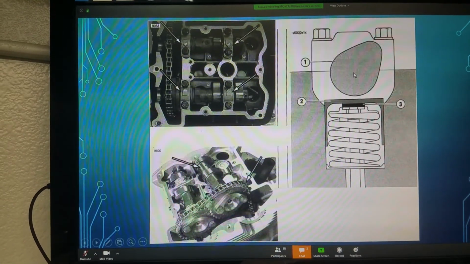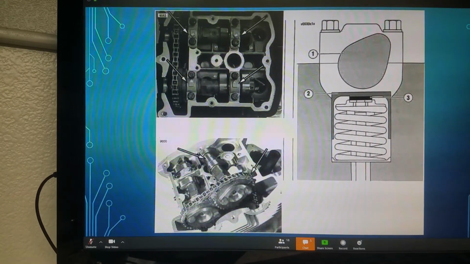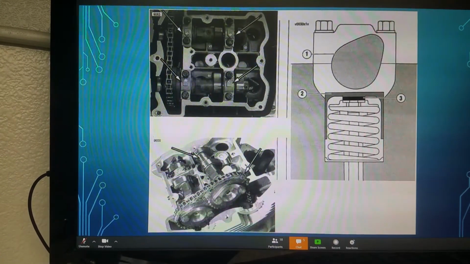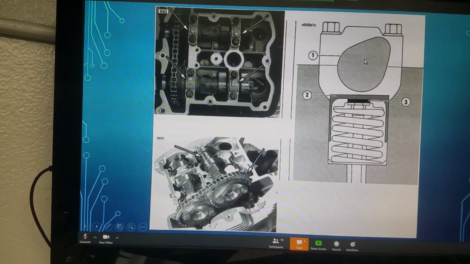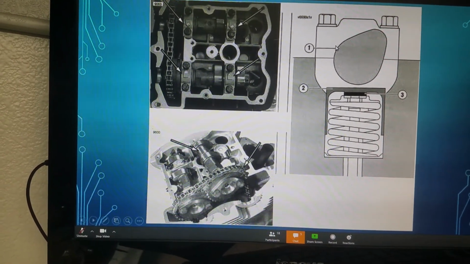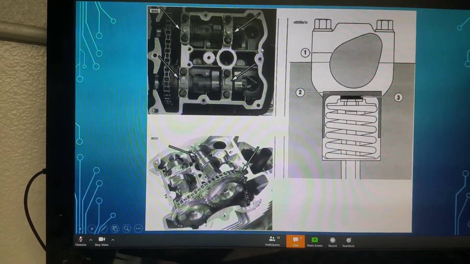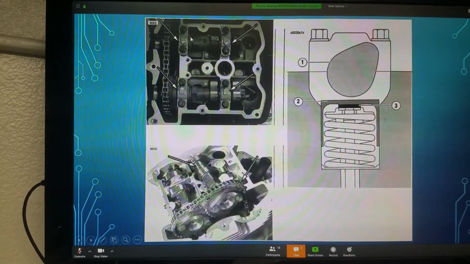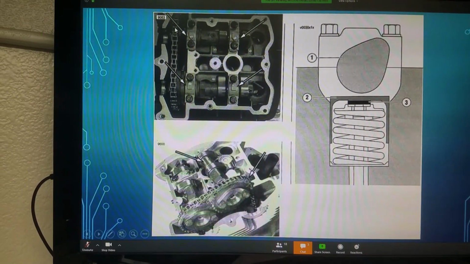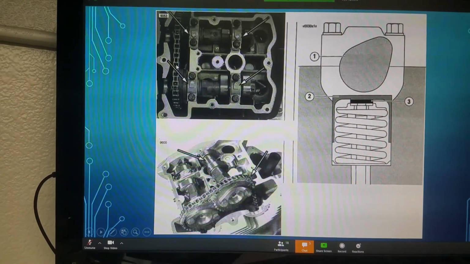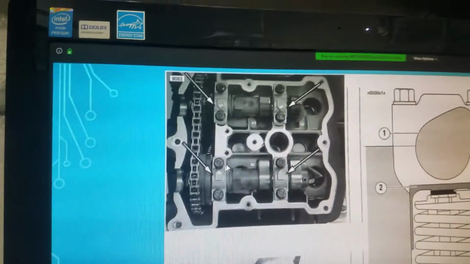So if you have one of those new bikes and you get a valve adjustment and the price is 500, it's because you have to remove the cam, which means a lot of work. I mean, if you know what you're doing, it's not a lot of work. To remove the cam, remember, you have to loosen the tensioner and the timing chain. A lot of work involved.